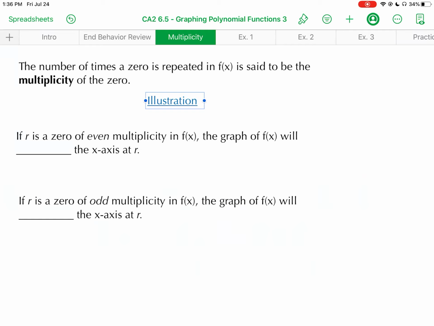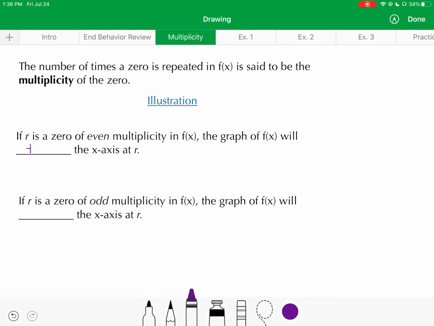So let's say that r is a zero of even multiplicity in our function. Then that means the graph of the function will touch the x-axis at r. Here's what I mean by the word touch. If right here is the zero r, then as your curve gets to r, it's going to touch it and turn back around rather than crossing through the x-axis. Sometimes students, instead of referring to this as touching the x-axis, say that it's bouncing.